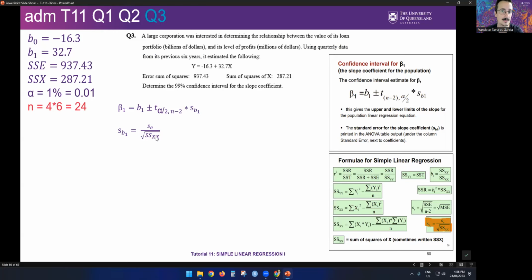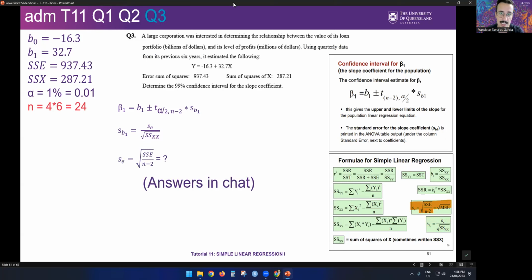Sometimes it's just 1X, sometimes it's 2X. It's the same thing, okay? This we have, so just 1X here, 2X there. So this little guy we have, but S_e we also don't have. So we need to resort to this other one. If we had the ANOVA table, we would know, but we don't.